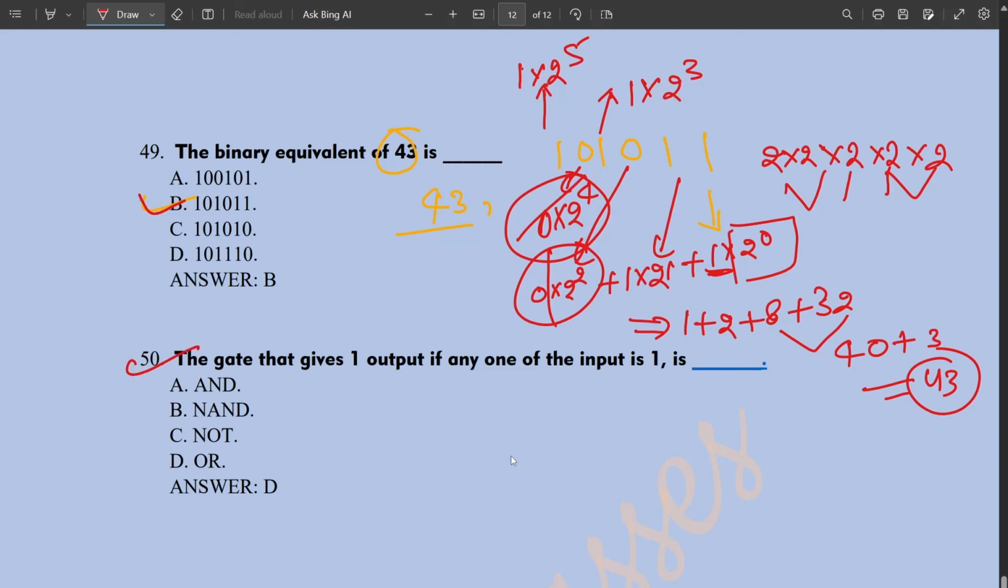Next, the gate that gives one output if any one of the inputs is 1. So this will be our OR gate. An OR gate gives output 1 if any one of the inputs is 1.